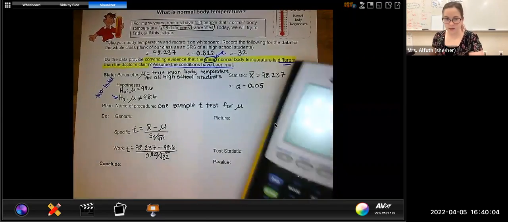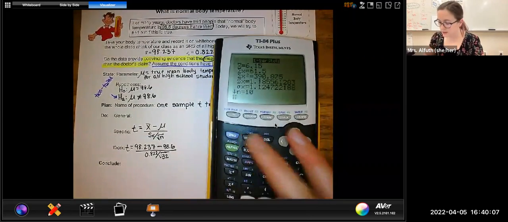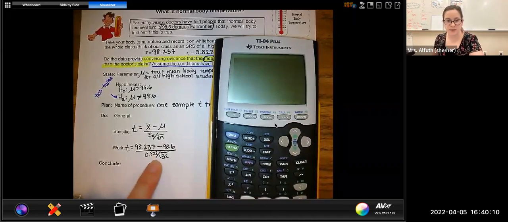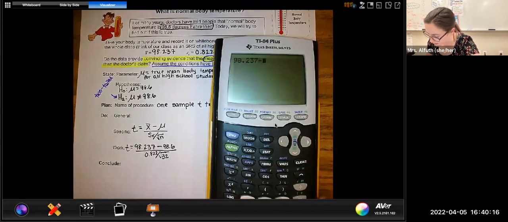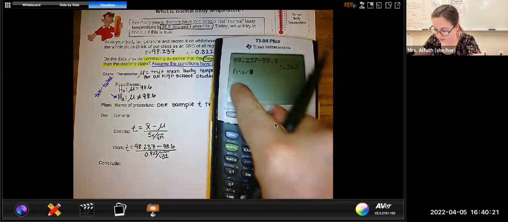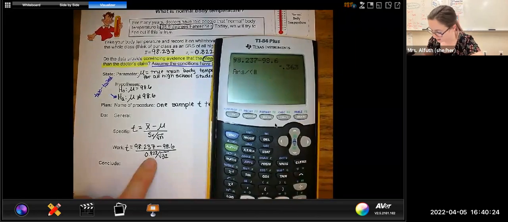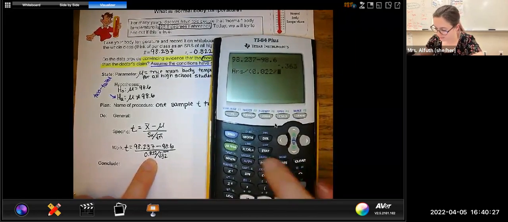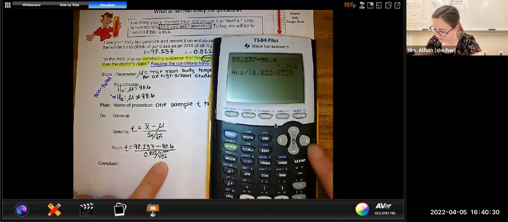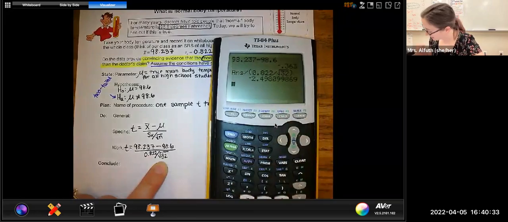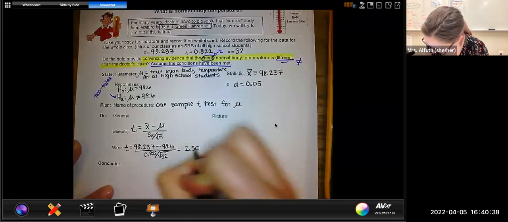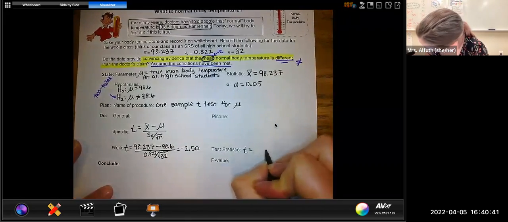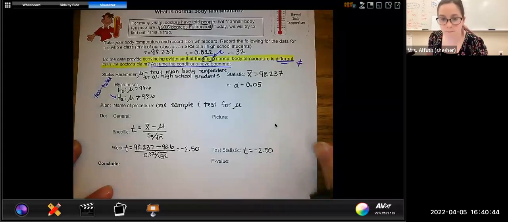If I were to do this in my calculator, this one is a little bit more complicated because I do have that square root on the bottom. So what I would do is do my subtraction first. Then divide that by, in parentheses, 0.822 divided by the square root of 32, to get negative 2.498, or negative 2.50. So my test statistic T is negative 2.50.